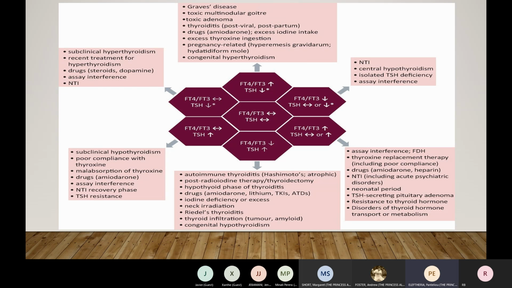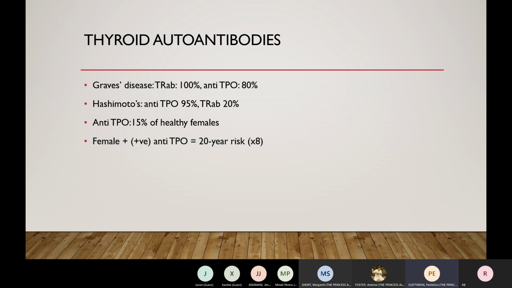Looking back at our centerpiece, the hexagon that she falls into is the upper left one: normal free T3, T4, and suppressed TSH, so subclinical hyperthyroidism. This is where she belongs. Recent treatment for hyperthyroidism, no; interfering drugs, no; assay interference, no; and she's been well, so non-thyroidal illness is not suspected. The reason I'm describing this case is not because there was a dispute about the diagnosis. It was more about talking a little bit about autoantibodies.